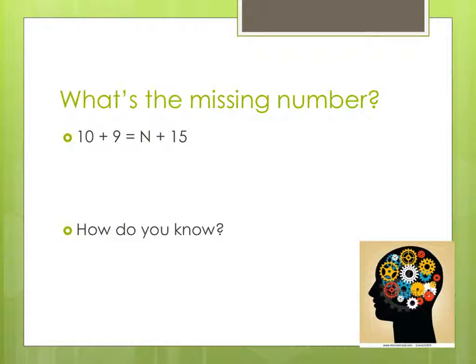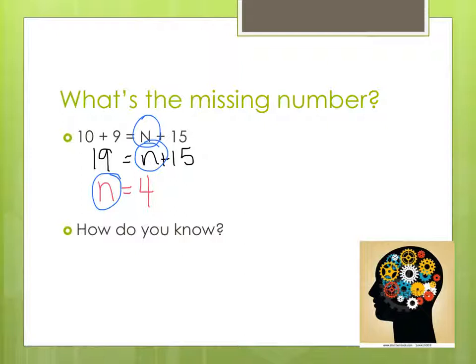In this problem, just like in the other problems, I could add, and I could say 10 plus 9 is 19, and 19 is equal to n plus 15, and then find that I need 4 more, because 4 plus 15 would give me 19, to tell me that n is 4. In this case, that letter n simply stands for my missing number. We call that a variable.